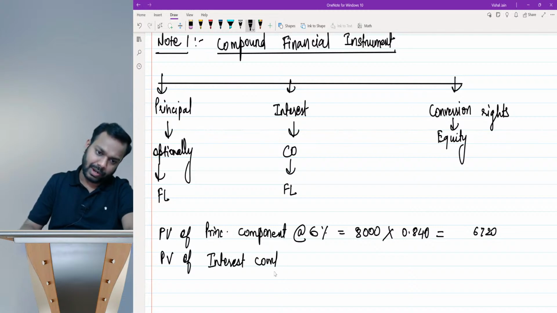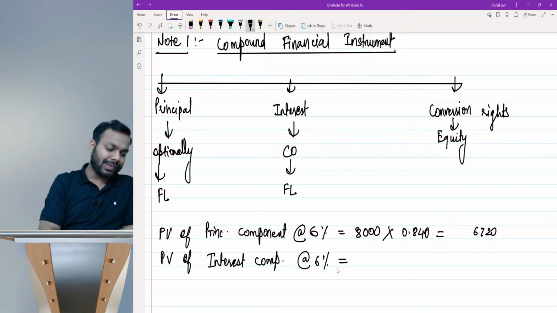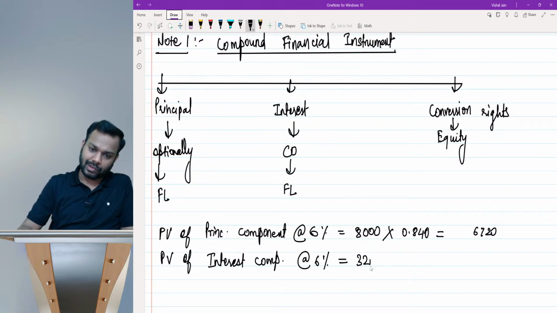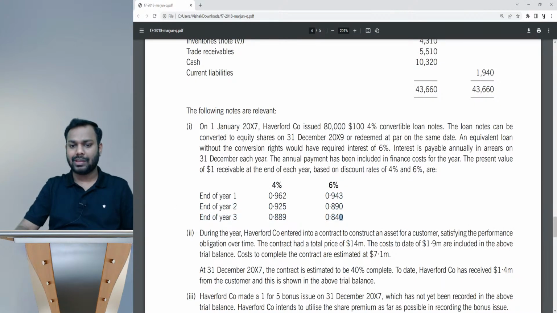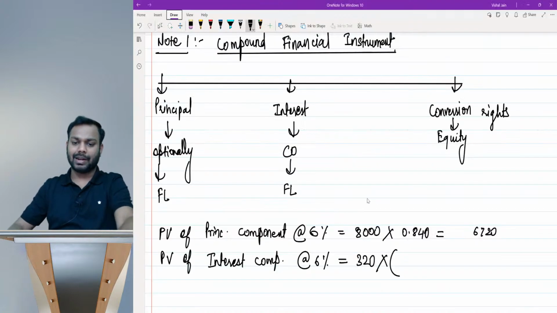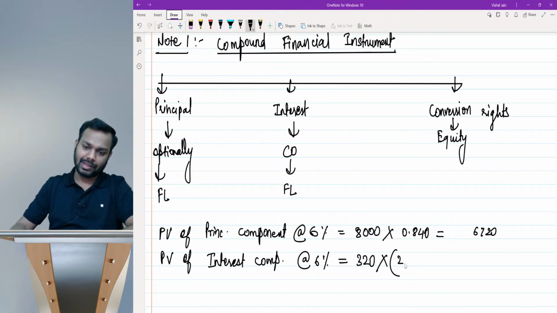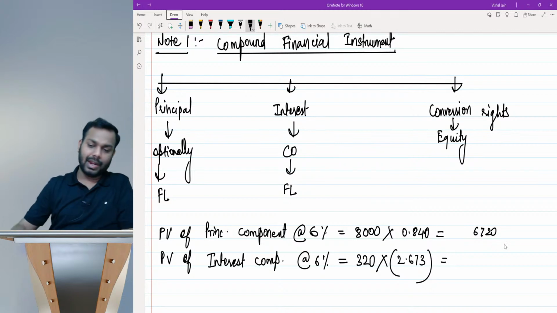Now again we'll calculate the present value of the interest component as well at the rate of 6%. What is the rate of interest? 4%, right? So 8,000 multiplied by 4% is 320. And what is the annuity factor? You have to add these three, right? So the annuity factor is 0.943 plus 0.890 plus 0.840, which comes to 2.673. So 320 multiplied by 2.673 is 856.